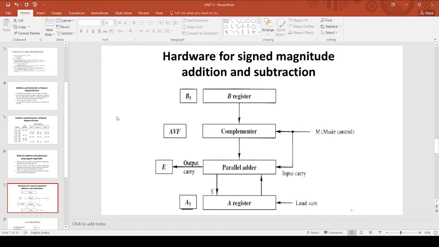This is the circuit to implement the addition and subtraction. For example, consider A plus B. The value of A is loaded in a register called the accumulator register, and the value of B is loaded in the B register. The two values are added using a parallel adder, and the result is stored in the accumulator register A. In case of A minus B, the A value is loaded in the A register, the accumulator register, and the B value is loaded in the B register. This mode signal controls whether it is an addition or subtraction operation. In subtraction, the 2's complement of the B value is found using this complementer, and then it is added in the parallel adder with the A value. Finally, the result is stored again in the accumulator.